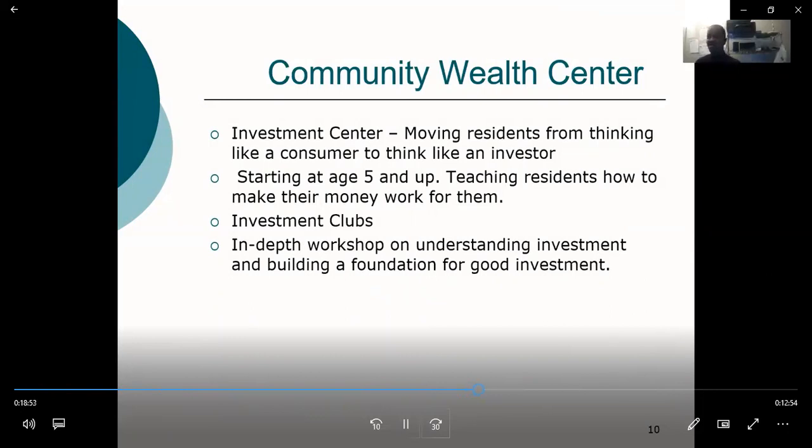What the Community Wealth Center does is take residents in West Tampa, and we talk about anywhere from age 9 and up, to take them from being a consumer to thinking like an investor. That means taking them from the streets to Wall Street. These workshops include residents learning how to read financial statements. They're going to learn how to read financial sections in newspapers, financial channels on the internet. They're going to understand all of that.